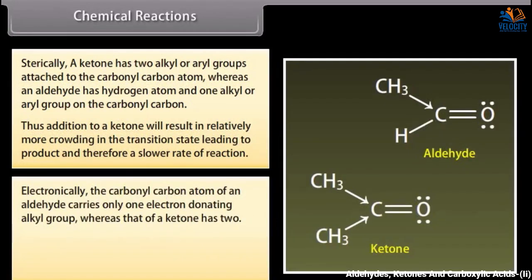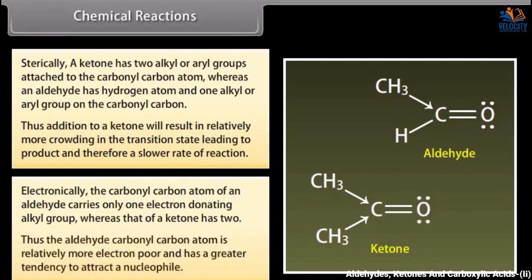Electronically, the carbonyl carbon atom of an aldehyde carries only one electron donating alkyl group, whereas that of a ketone has two. Thus, the aldehyde carbonyl carbon atom is relatively more electron poor and has a greater tendency to attract a nucleophile.